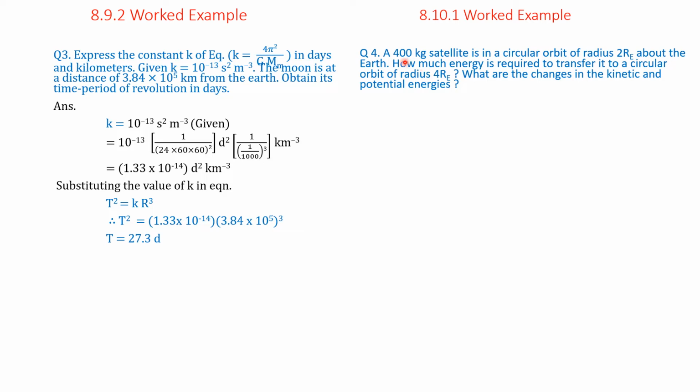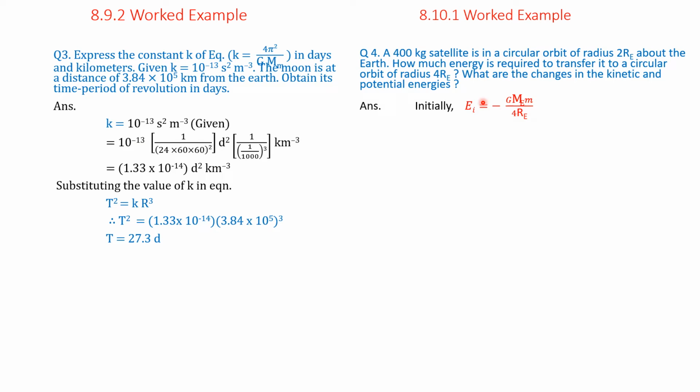The mass of the satellite is 400 kg, which is normally at 2 RE, twice the radius of Earth. But we are required to calculate the energy required to transfer this into a circular orbit of 4 times RE. What are the changes in kinetic and potential energy? Please read the question again and interpret it.